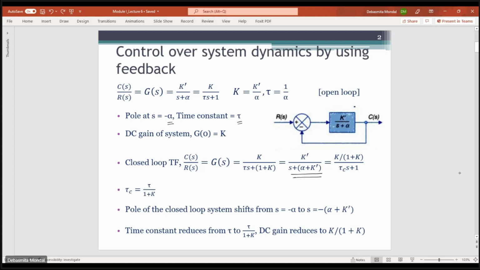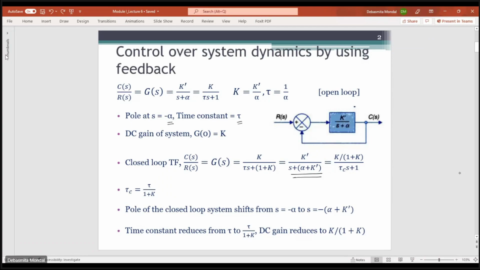Now in the second case, let us close this loop and have a unity feedback system. So now the system looks something like this and it has unity feedback. Similarly, you can write the equation for the transfer function of the whole system. G(s) can now be expressed by this term: in the numerator you have k by 1 plus k, and in the denominator you have tau c s plus 1, where tau c is the time constant of this closed loop system, and the value of tau c is given by tau by 1 plus k.